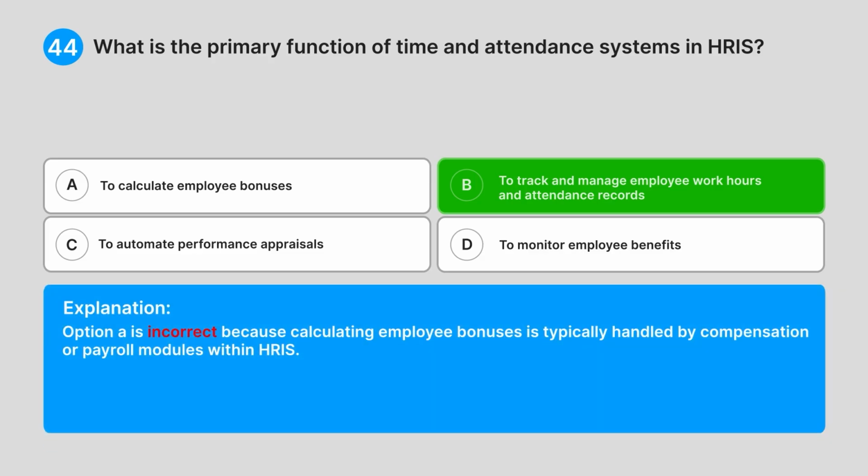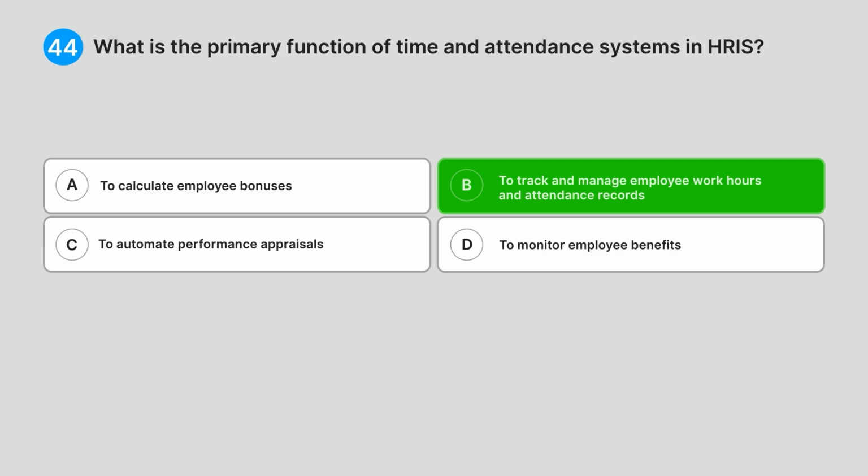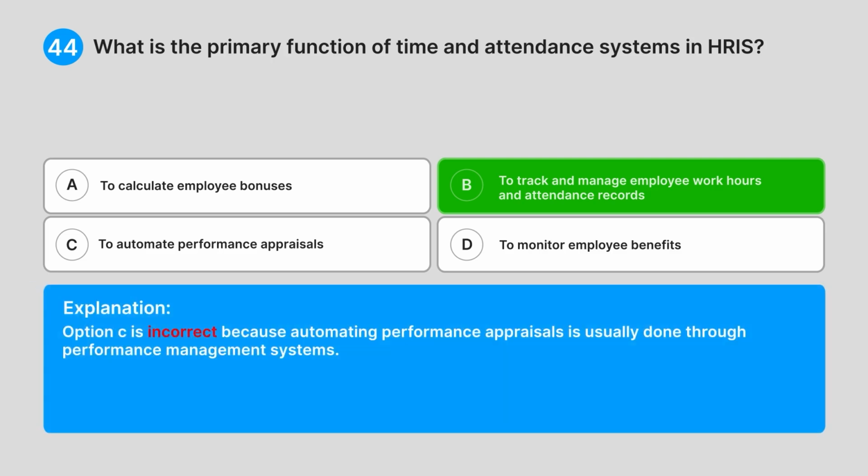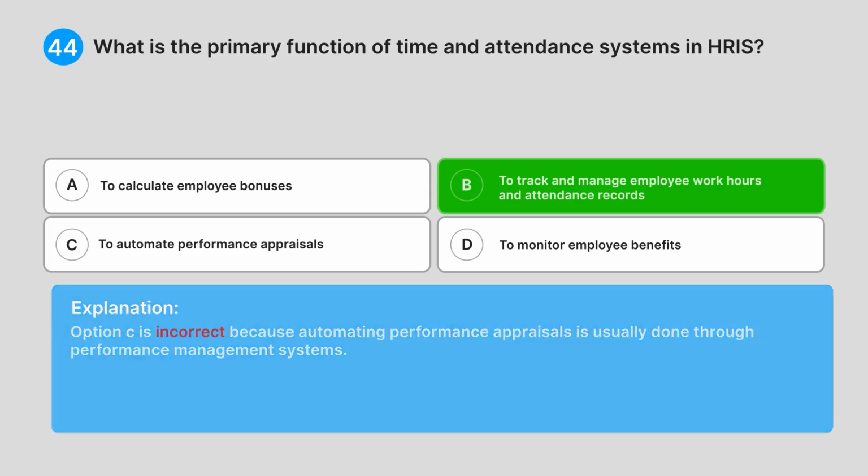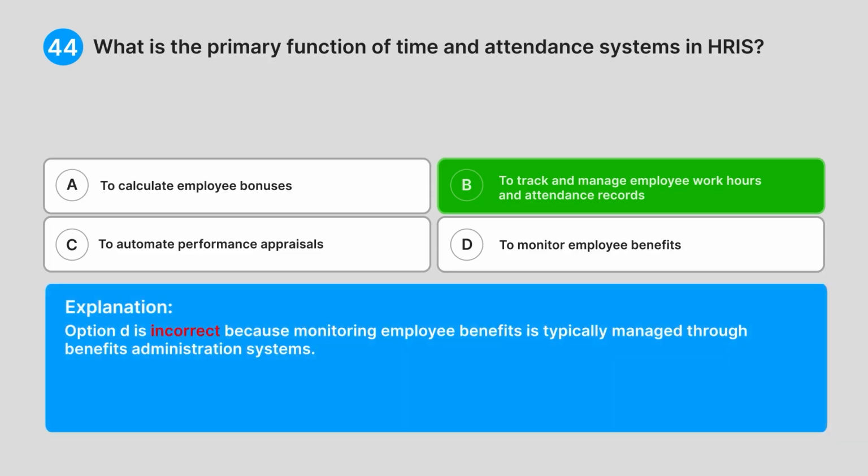Option A is incorrect because calculating employee bonuses is typically handled by compensation or payroll modules within HRIS. Option C is incorrect because automating performance appraisals is usually done through performance management systems. Option D is incorrect because monitoring employee benefits is typically managed through benefits administration systems.